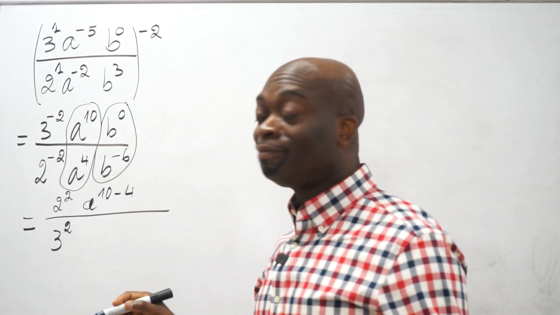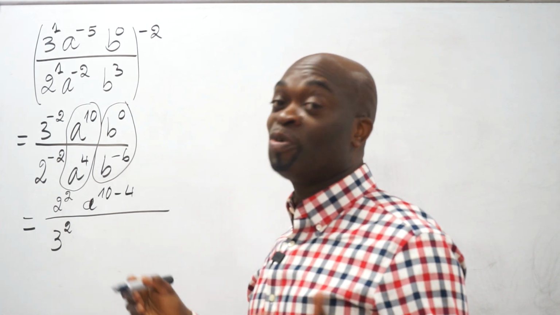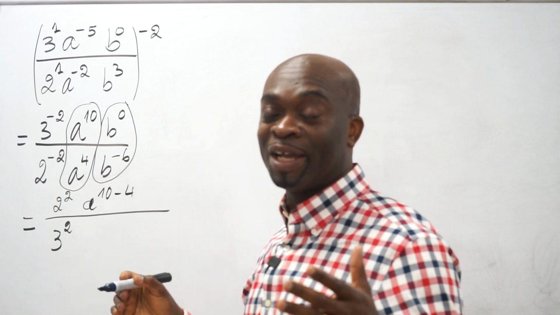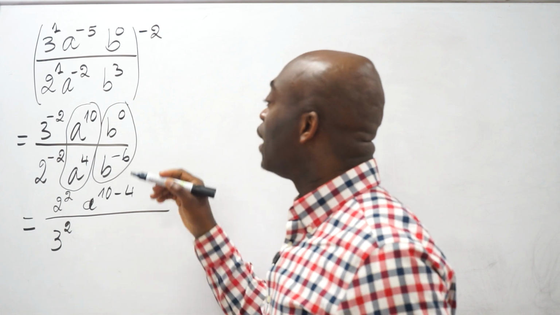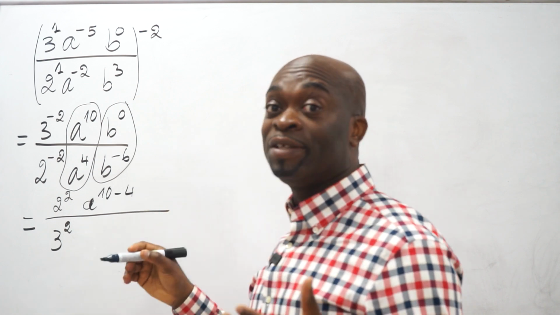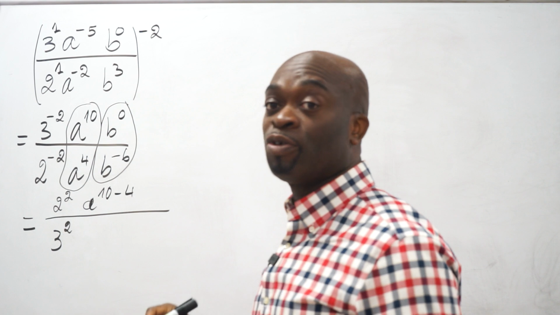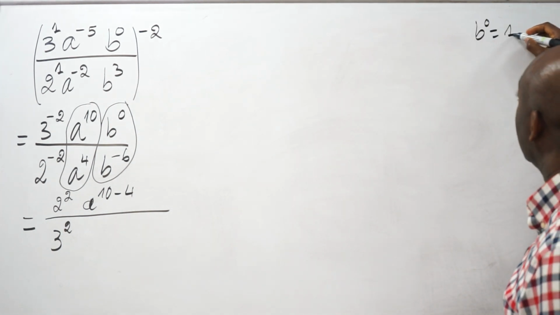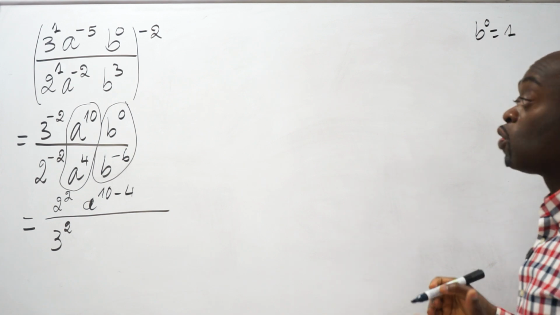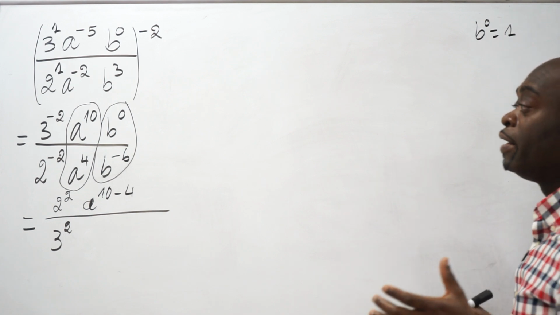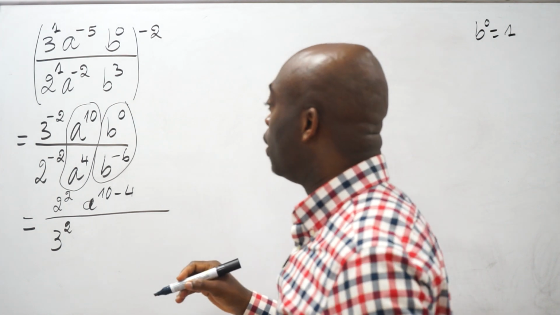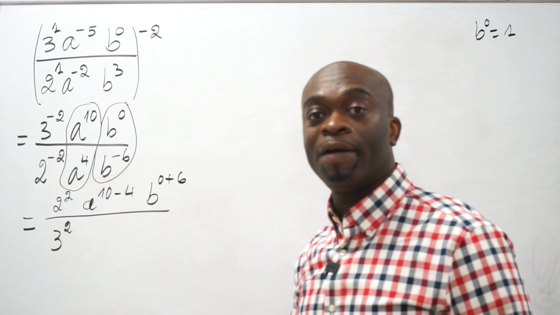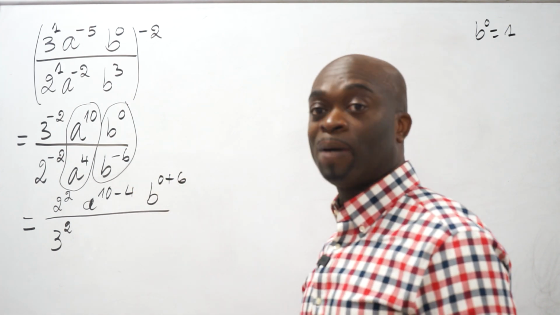Now, between 0 and negative 6, 0, which is a neutral number, is still higher than negative 6. However, we can also consider the fact that b to the power 0 is equal to 1. Anything raised to power 0 is equal to 1. So we can also deal with that, but in this case, let's not exploit that. Let's go with b power 0 plus 6. All right? So the negative 6 goes up and becomes a positive 6.